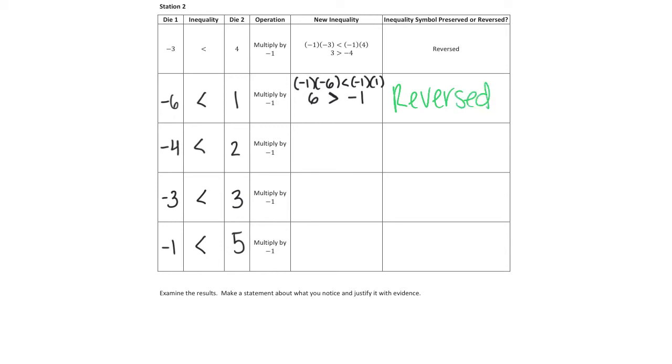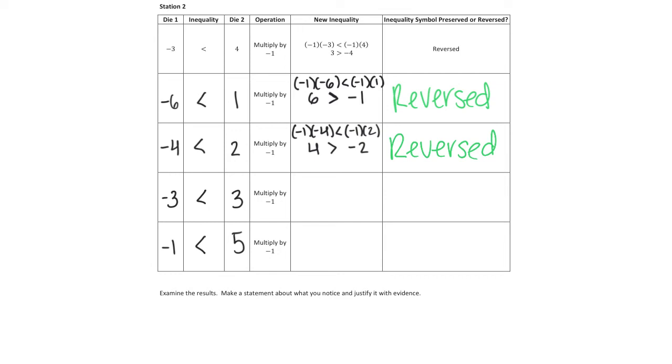Great, let's move on to the next one. So now I'm going to multiply -1 by negative 4, and that is going to be less than negative 1 times 2. So negative 1 times negative 4 is a negative times a negative, and so that's going to give us a positive 4. And then negative 1 times 2 is going to give us negative 2 because a negative times a positive is a negative. Now I know that 4 is greater than negative 2. Now let's look to see if our inequality symbols changed. And they did, so it was reversed.